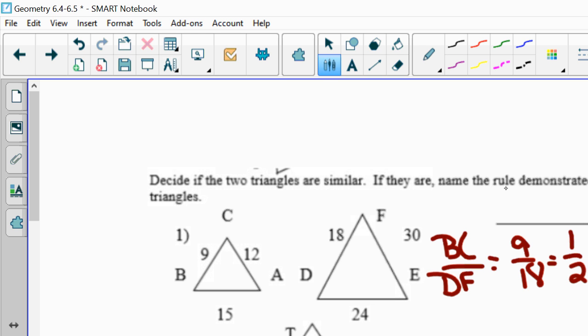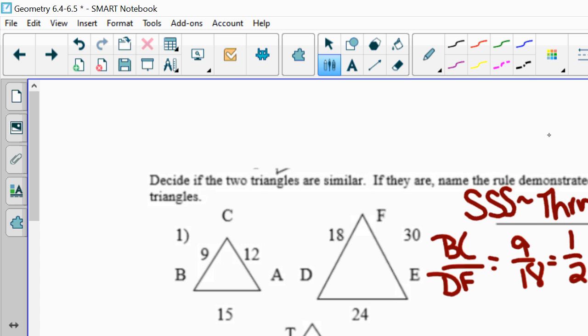And so then I would say CA over ED, which would be 12 over 24, which would reduce down to 1/2. So if they are, name the rule demonstrated. So this is a side, side, side similarity theorem. Name the similar triangle. So I have triangle ABC is similar to triangle EFD. Okay.